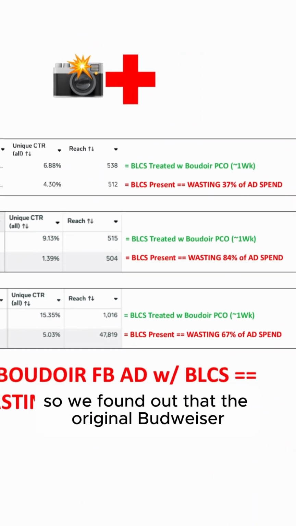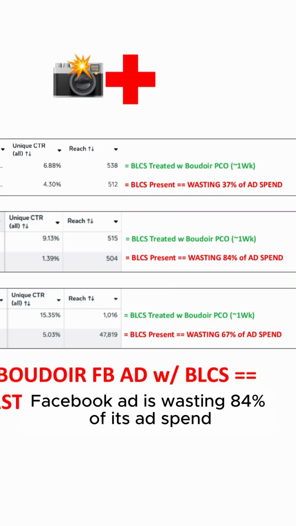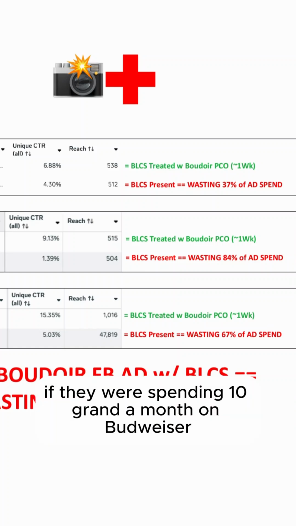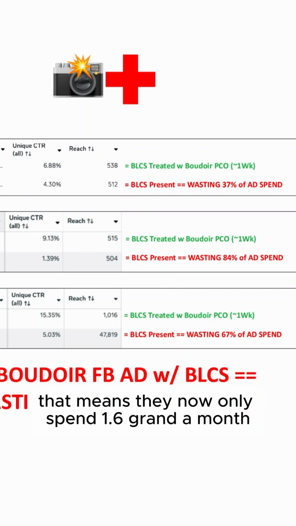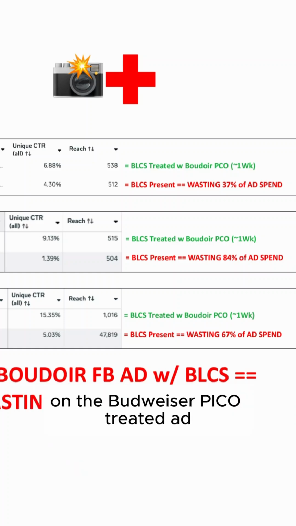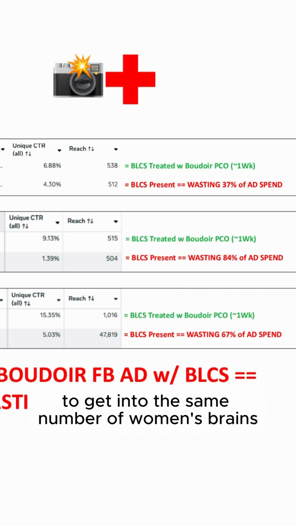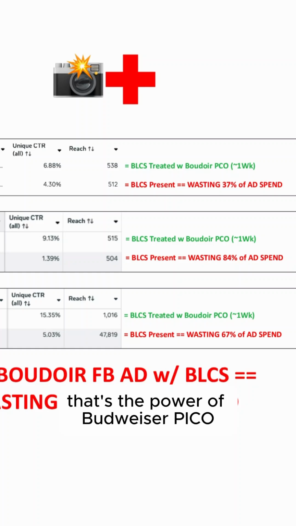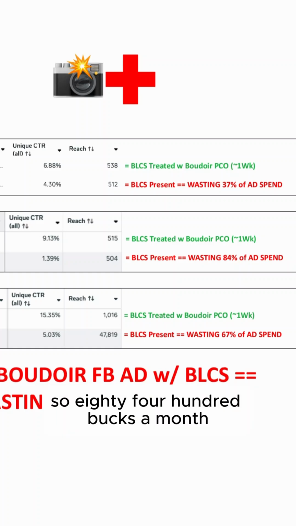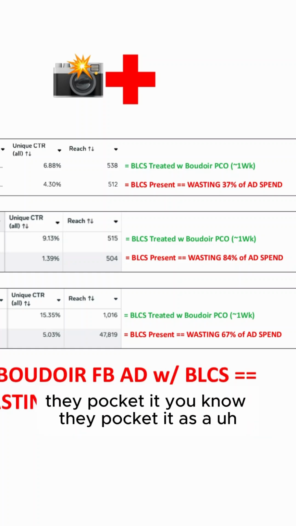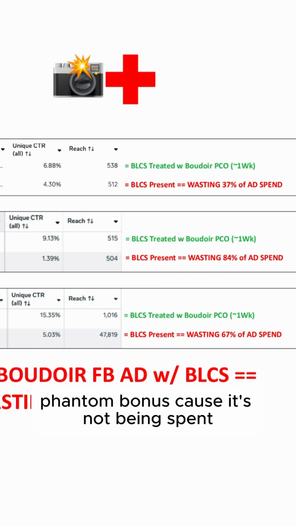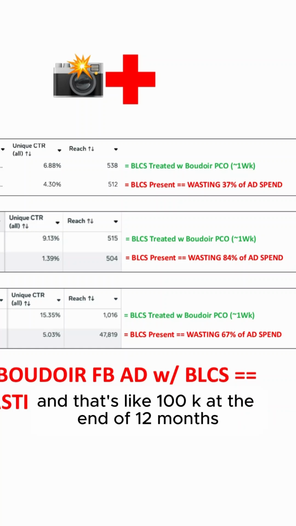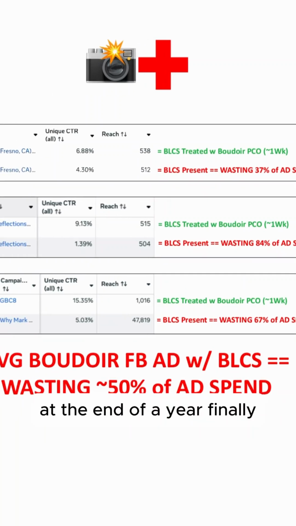So we found out that the original Boudoir Facebook ad is wasting 84% of its ad spend. If they were spending 10 grand a month on Boudoir Facebook ads, they now only need to spend 1.6 grand a month on the Boudoir Pico treated ad to get into the same number of women's brains. That's the power of Boudoir Pico. So 8,400 bucks a month, they don't even have to spend anymore. They pocket it as an extra bonus, a phantom bonus, because it's not being spent. And that's like 100K at the end of 12 months, at the end of a year.